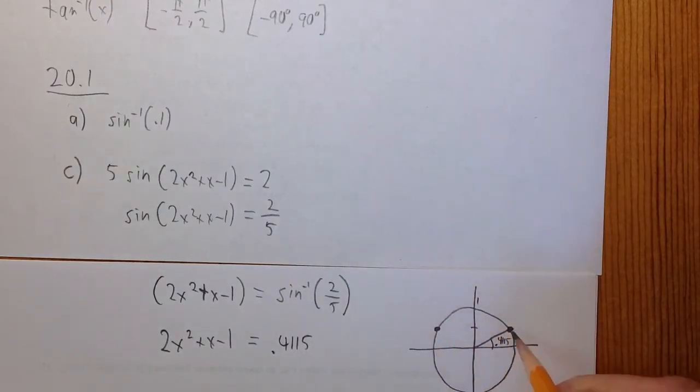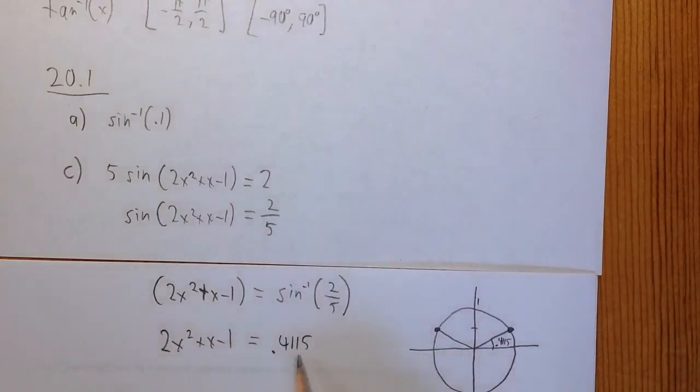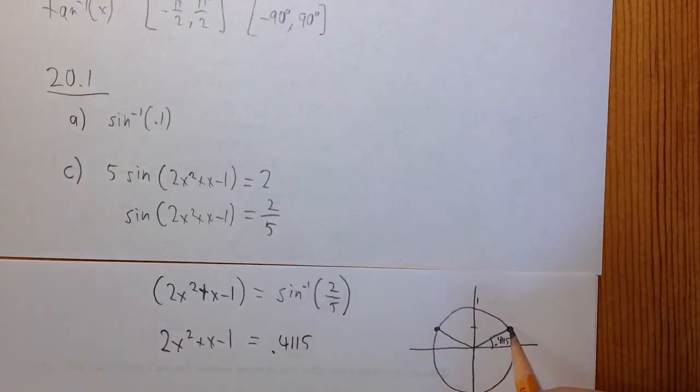Or we could add 2 pi to that, or 2 pi to that, or 2 pi to that. So we have an infinite number of answers that can solve this. They say to get 4. Okay, so we can solve it now, we get 2. But let's choose another one here. Again, we can take 0.4115 and add 2 pi.